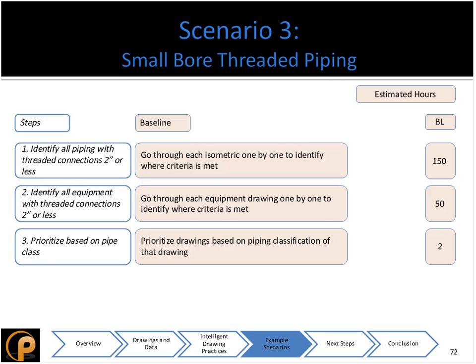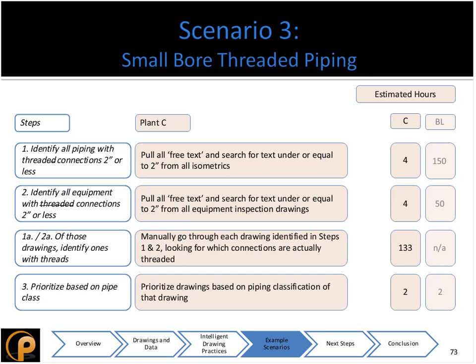So comparing the baseline to C, I've actually added another step for Plant C. So Plant C is actually able to improve the time on this by doing another text extraction, right? So now you can imagine extracting all the text and just looking for anything 2 inches or less. What that's going to do is eliminate all the drawings that don't even have any connections 2 inches or less. What you won't be able to do is identify if they're threaded connections or not.